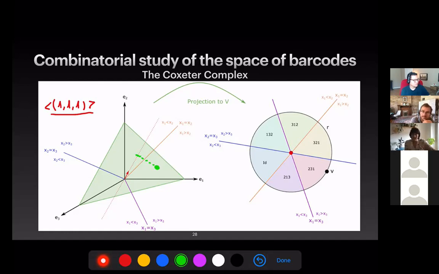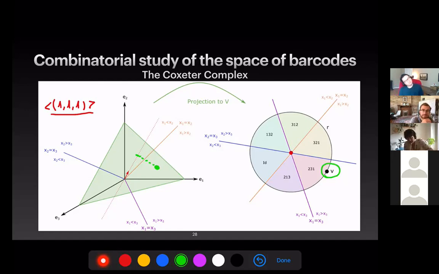You could give it either normal Cartesian coordinates, or another common one to use is spherical coordinates, which is what we're going to do here. So you have a radius r, and then you have an angular coordinate, which gives you the position of V, for instance. But we're going to forget about this angular coordinate, and we're just going to keep the information of the order of the coordinates x1, x2, x3, which are going to be the position with respect to these hyperplanes.